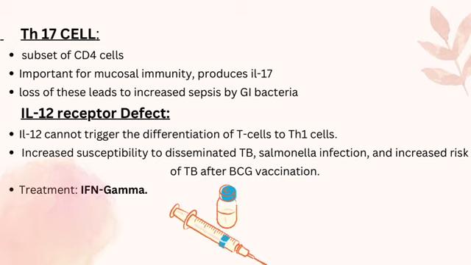IL-12 receptor defect prevents the differentiation of T cells to Th1 cells, increasing the susceptibility to dissemination of TB, salmonella infection, and increased risk of TB after a BCG vaccination. And it can be treated by interferon gamma.